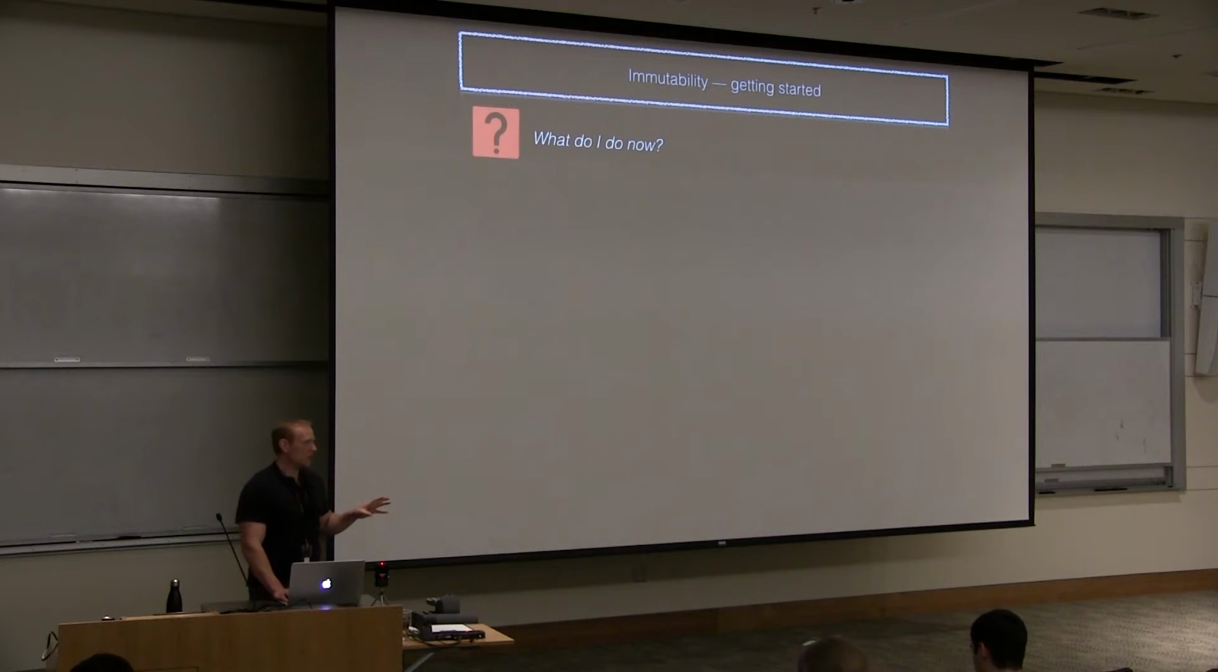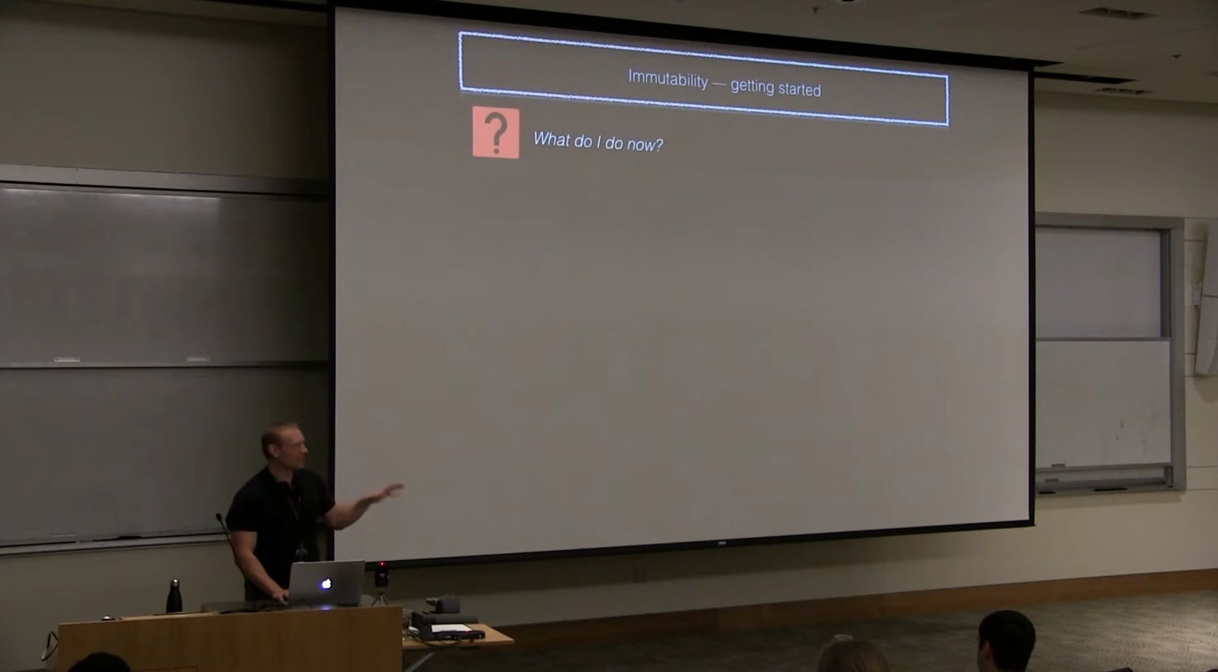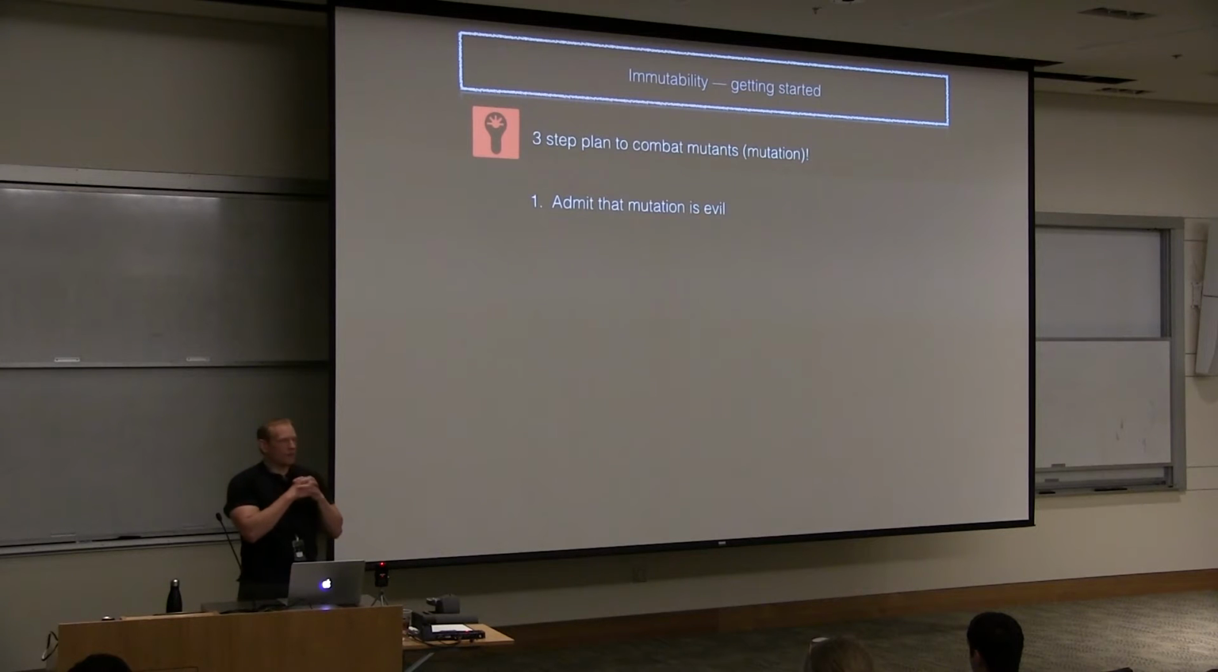Actually, let me take a step back and ask a question. How many of you are persuaded that immutable objects have some value at this point? Okay, there's a holdout right here. So everyone else seems to be reasonably persuaded. Let's then ask the question, what do we do? If we want to create immutable data structures, and especially if we want to create them or use them in an environment in which maybe they are not native, aka JavaScript or Python or Ruby or lots of other languages, what do we do? Well, I have a 3-step plan for you.